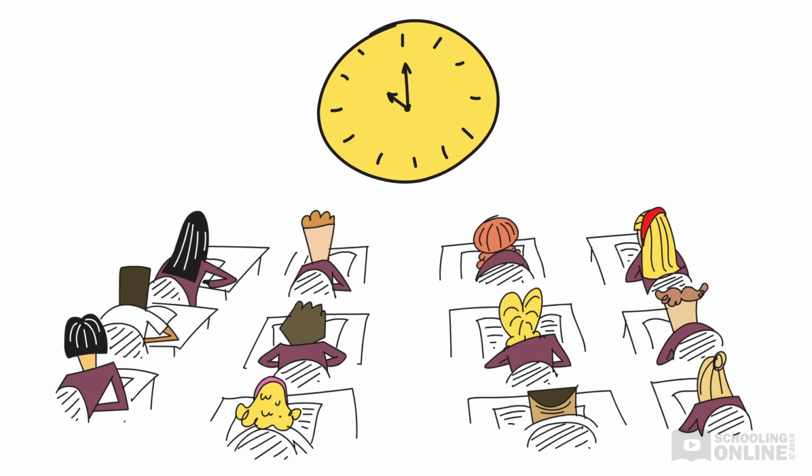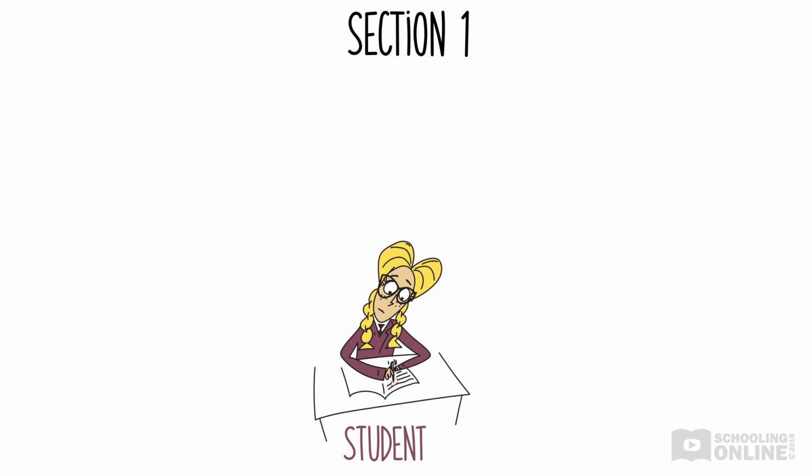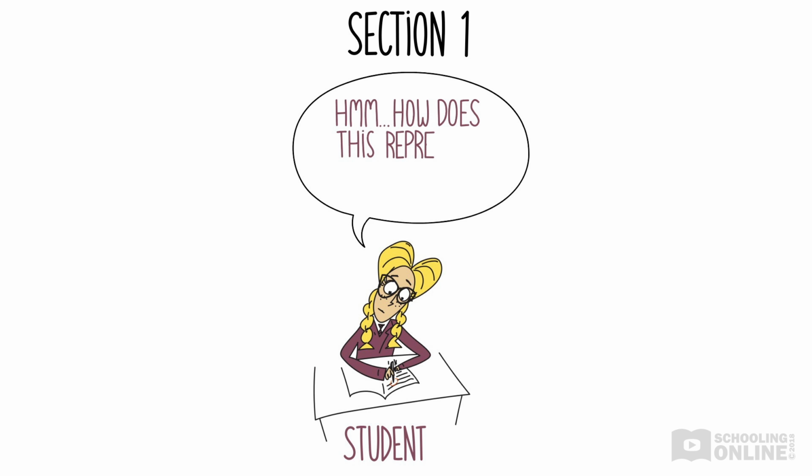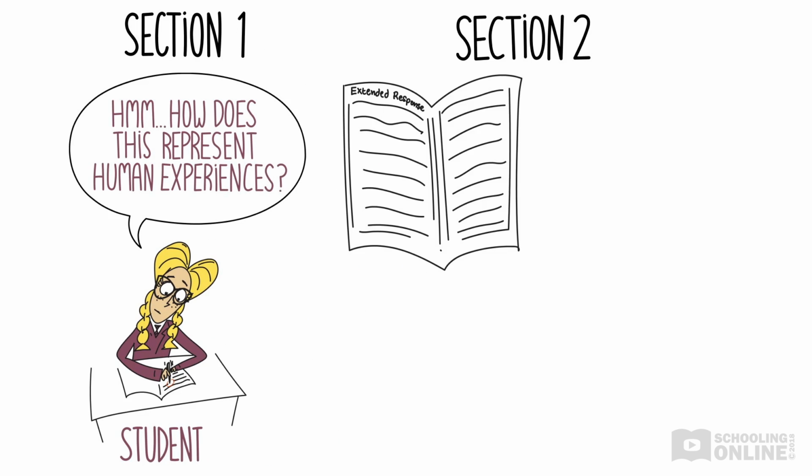When you sit the exam, make sure you watch the time so that you can allocate 45 minutes working time to each section. In Section 1, you'll respond to questions about a range of short texts that you haven't seen before, and you'll have to identify how they represent human experiences. In Section 2, you'll write an extended response about your set text.